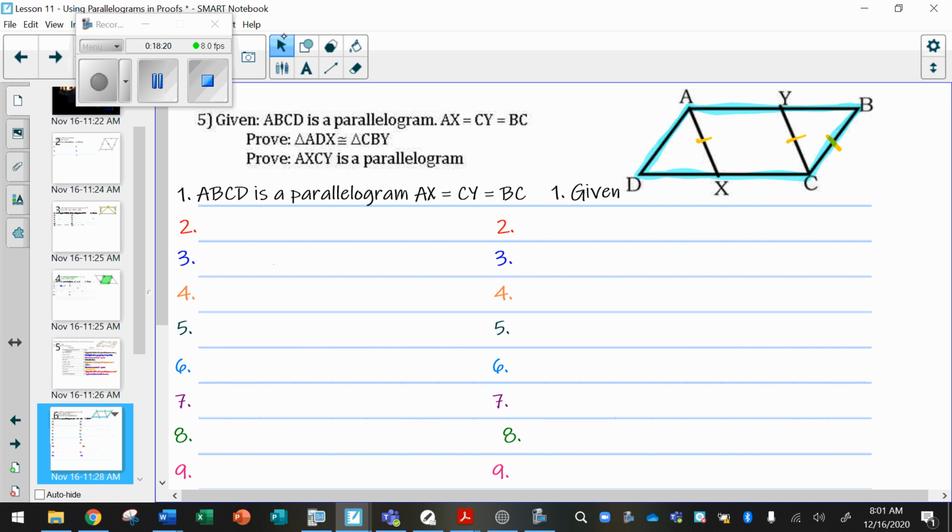So let's focus on our triangles first. What we have is a parallelogram ABCD, so we can use any of those properties for the parallelogram from ABCD to help us with the little triangles. So why don't you pause the video and see what you can come up with for trying to prove ADX congruent to BCY, and then come back and we'll see what I did. We'll compare.